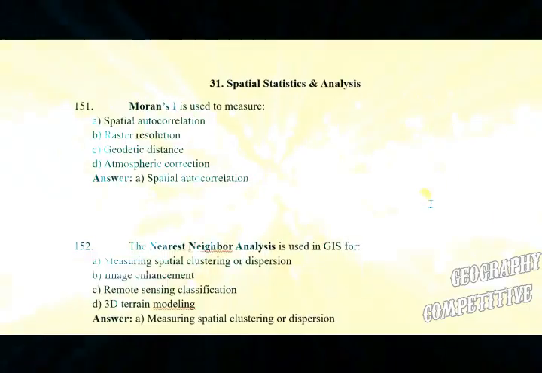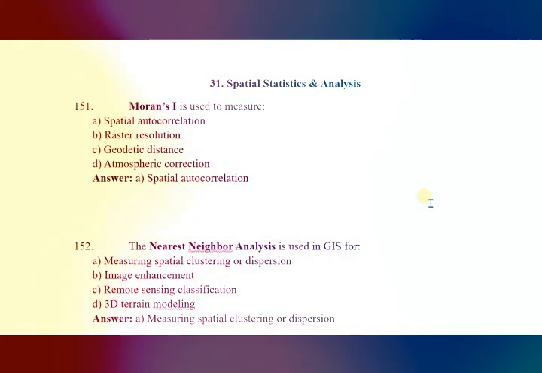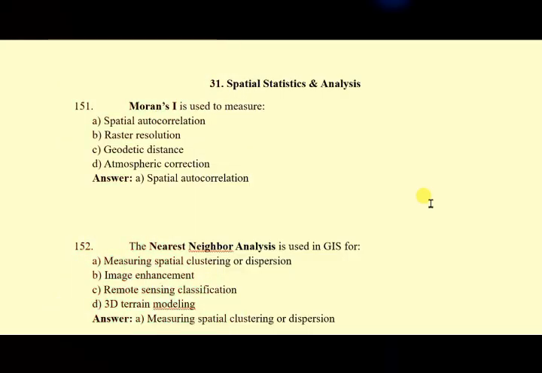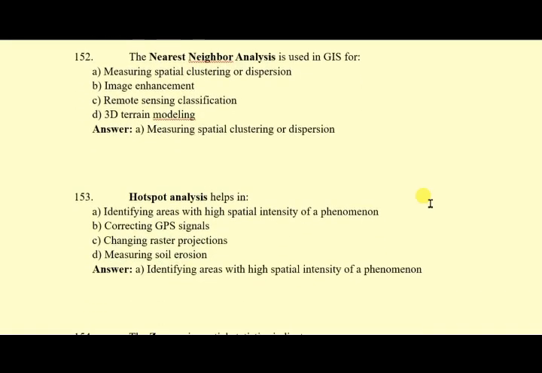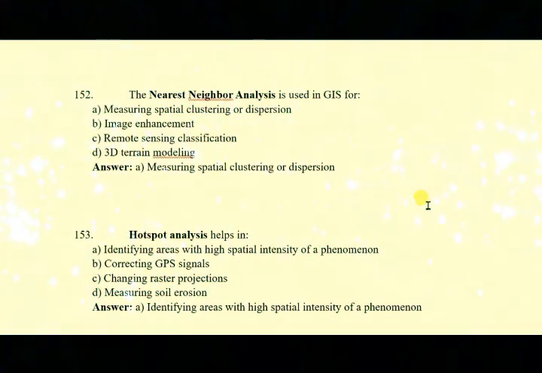Category 31. Spatial statistics and analysis. 151. Moran's I is used to measure spatial autocorrelation, raster resolution, geodetic distance, atmospheric correction. Here the right answer will be spatial autocorrelation. 152. The nearest neighbor analysis is used in GIS for measuring spatial clustering or dispersion, image enhancement, remote sensing classification, 3D terrain modeling. Here the right answer will be measuring spatial clustering or dispersion.